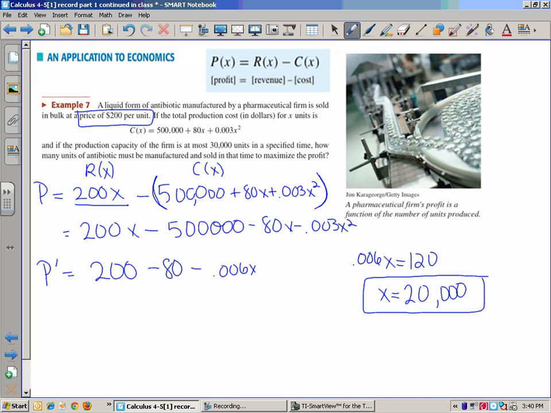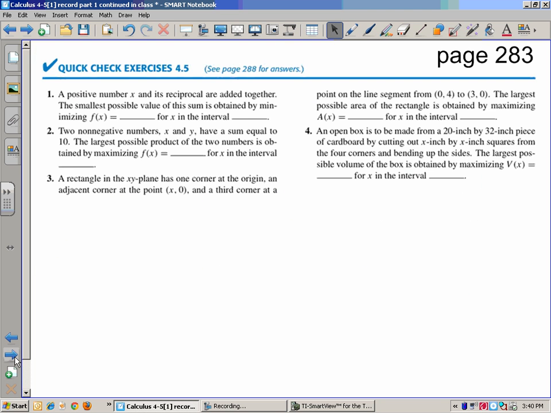And so once you distribute that minus sign, take the derivative of your profit. You want to maximize your profit, hopefully. And then we're going to solve for x. So according to this, 20,000 units. Okay, and we're well under our 30,000 in that certain amount of time. So that's going to be your final answer, 20,000 units.